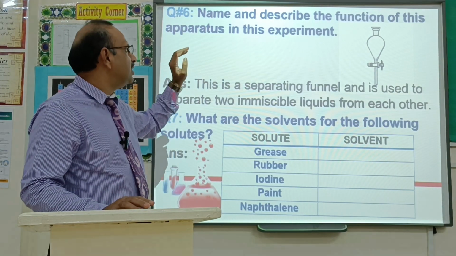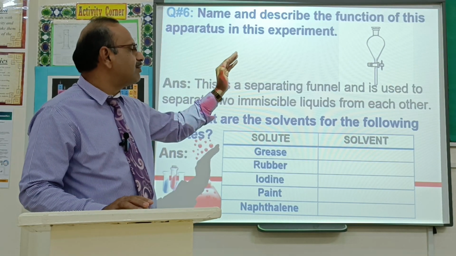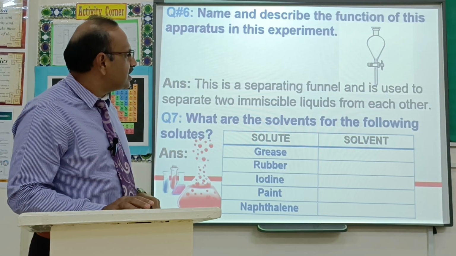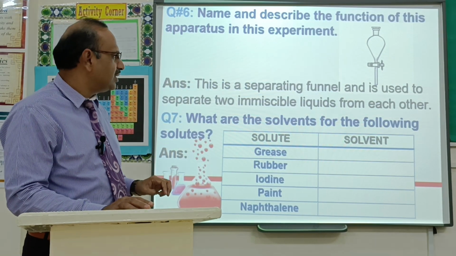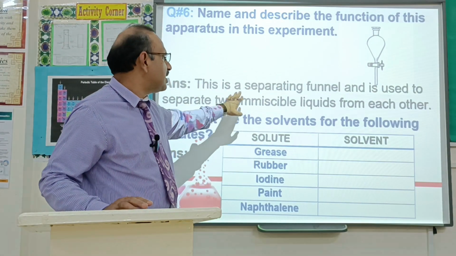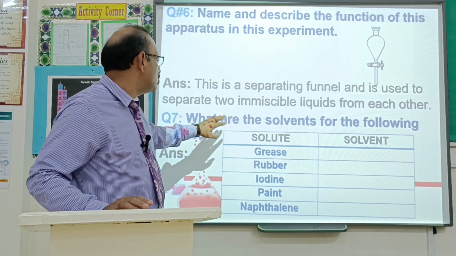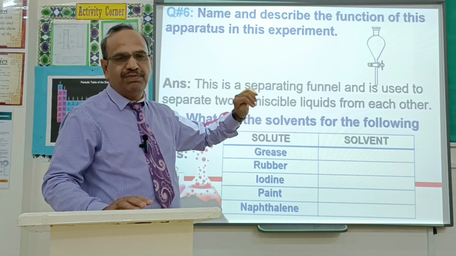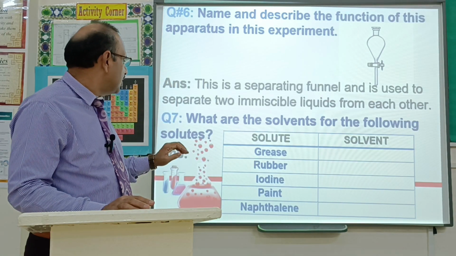More questions can be: name and describe the function of the apparatus which is used in this experiment. So this one is a separating funnel and it is used to separate two immiscible liquids from each other.